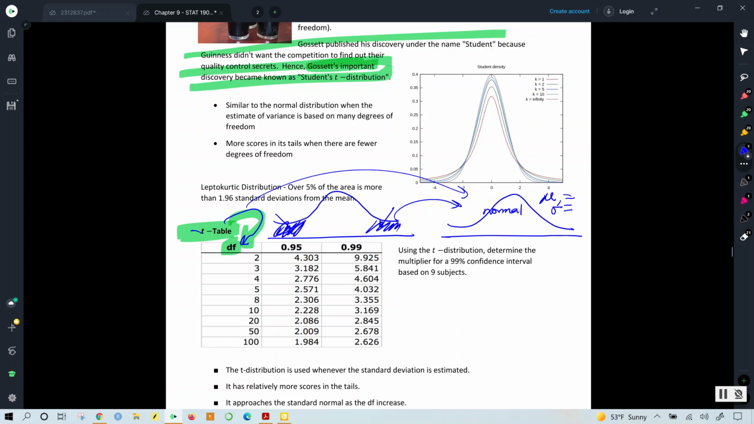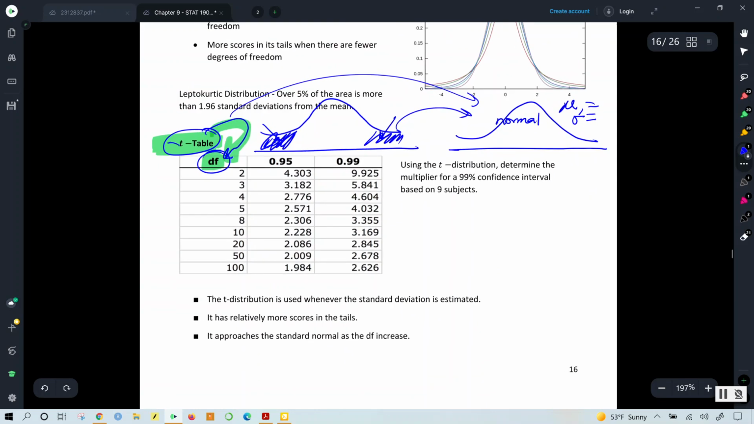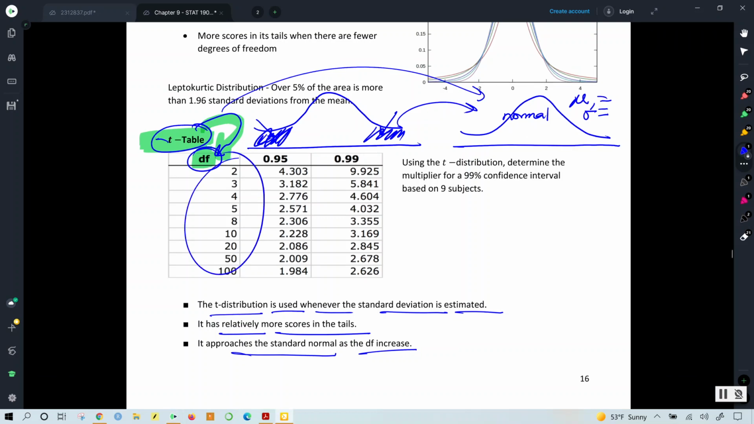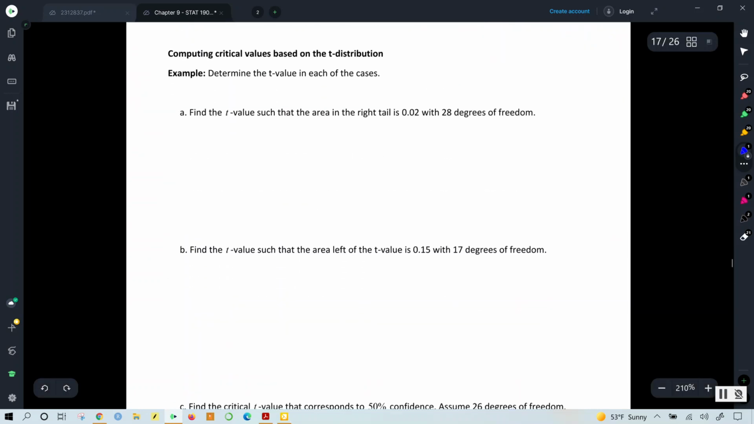And then the main parameter or descriptive feature of the T distribution is what we call the degree of freedom. And what you would observe is that the T distribution is used when the standard deviation is estimated using the sample standard deviation. It has relatively more scores in the tails, and it approaches the standard normal as the degree of freedom increases. These are the basics you need to know about the T distribution before you use them. So let's see how it is used in practice.